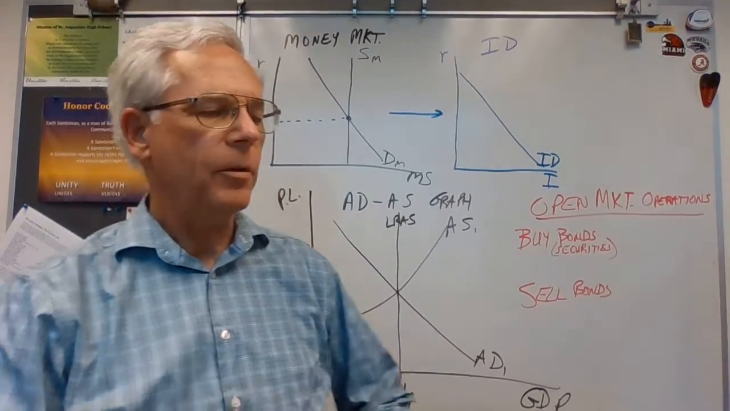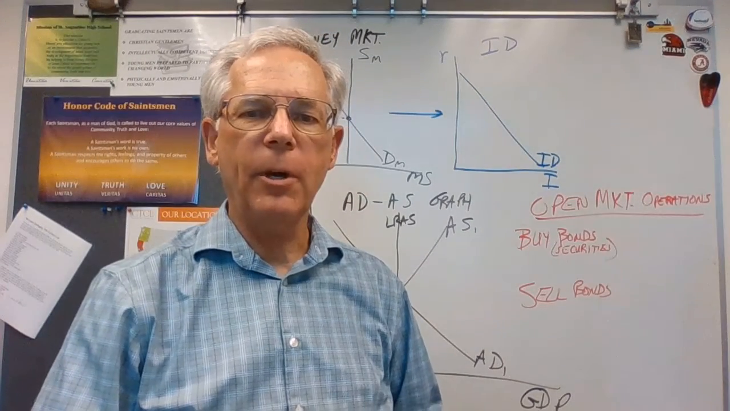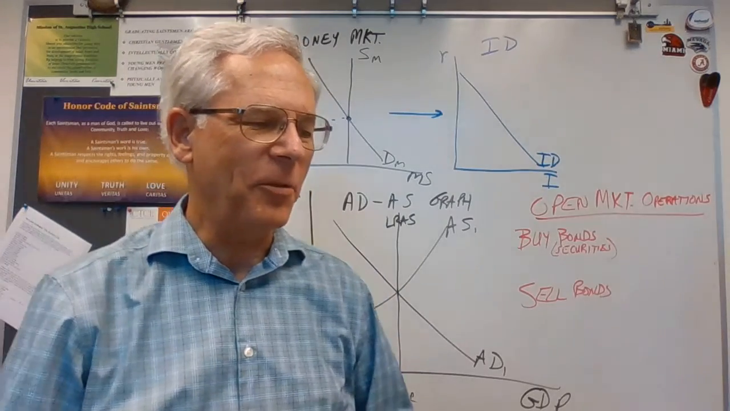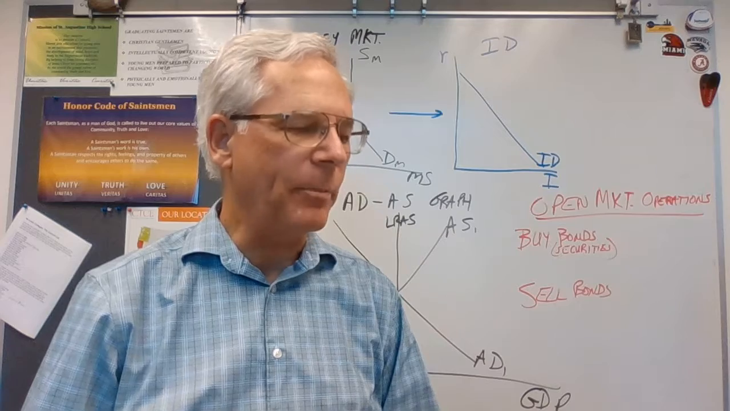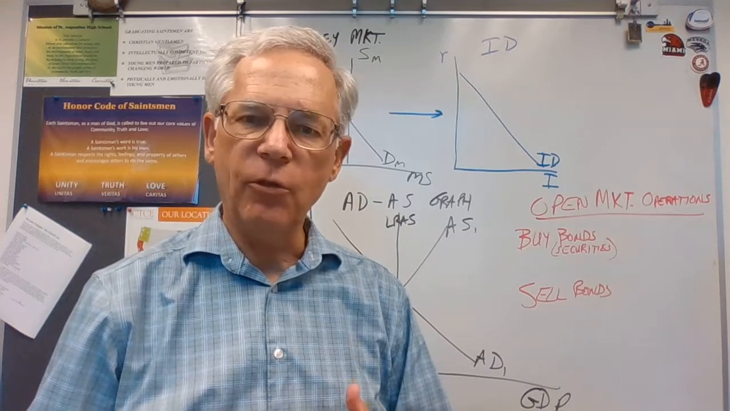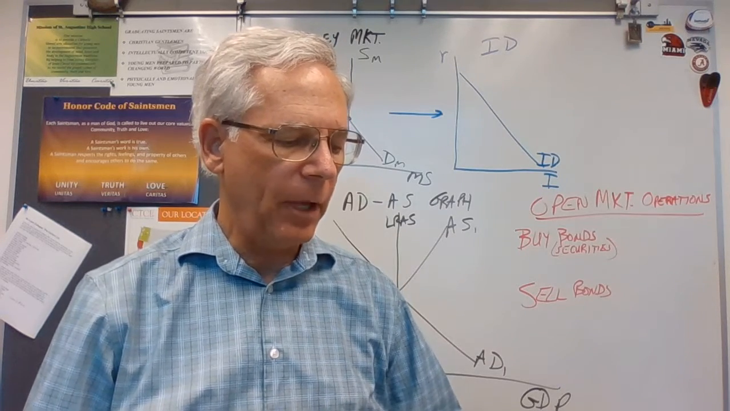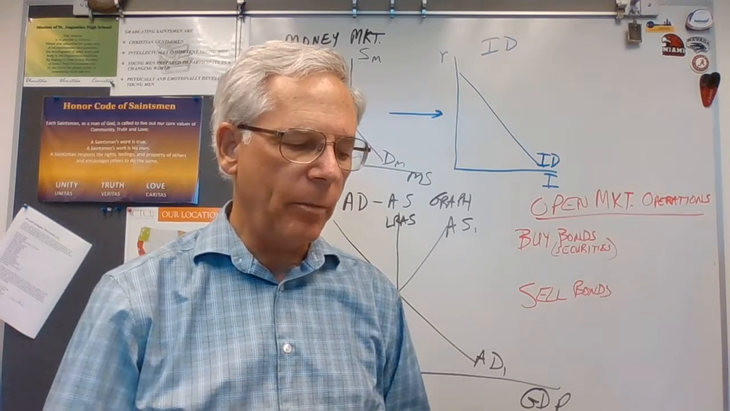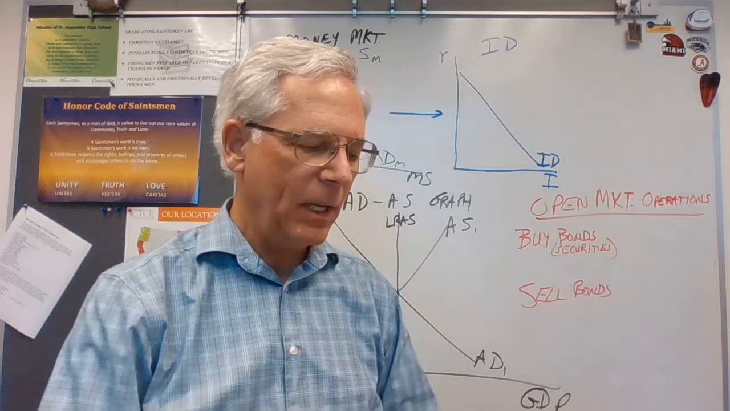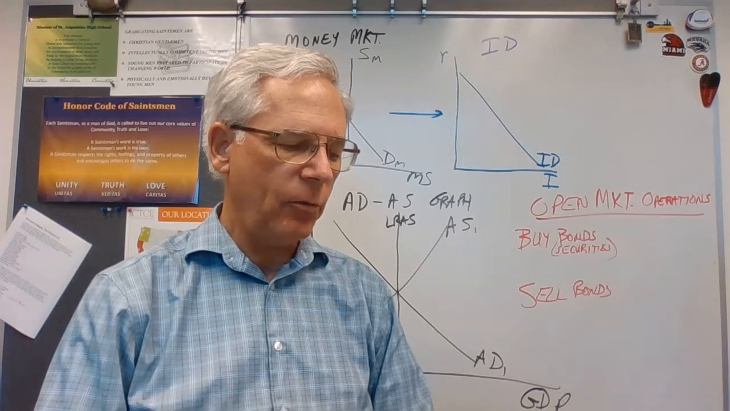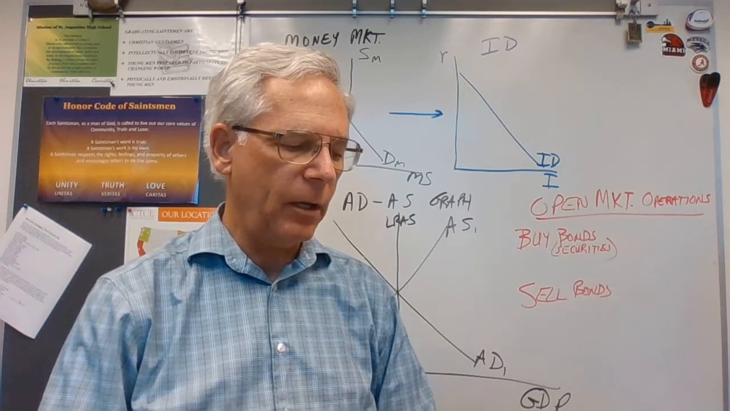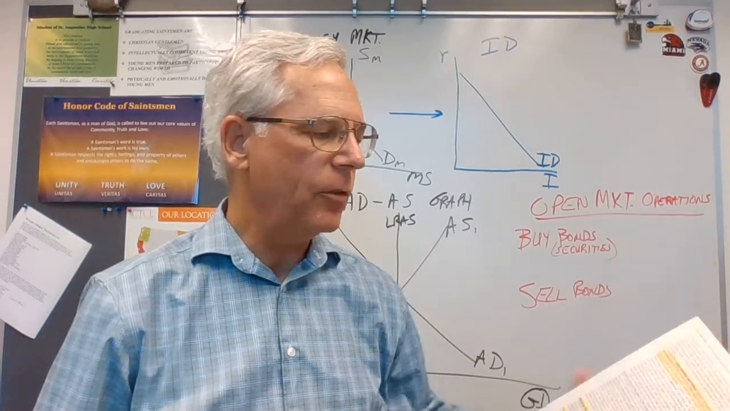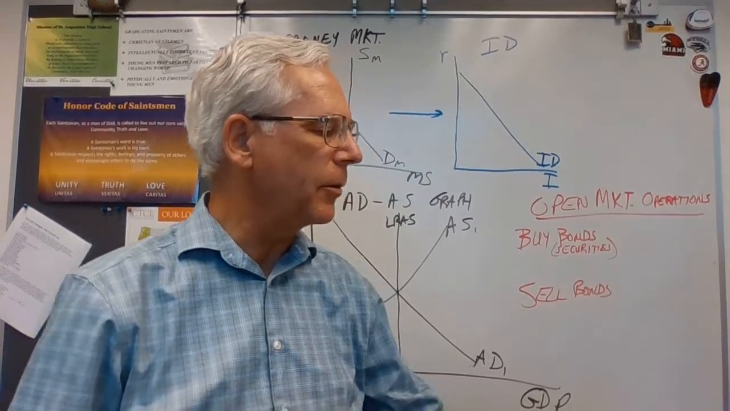Okay, this video is on open market operations, which your book refers to as the first of the tools of monetary policy. At the bottom right of page 721, Tools of Monetary Policy, our book says there are four main tools: open market operations, the reserve ratio, the discount rate, and interest on reserves. We're going to talk about open market operations in this one; we've already talked about the other three.